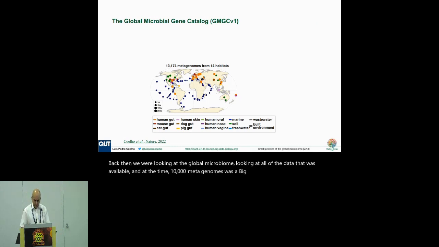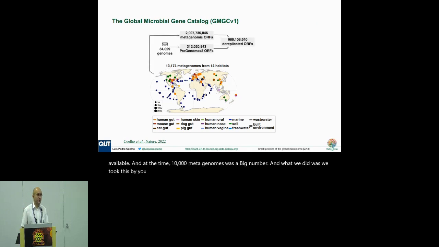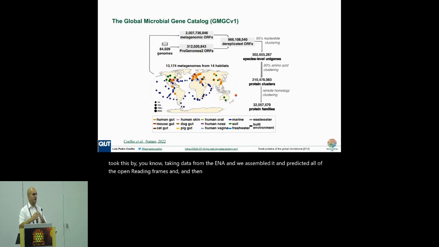And what we did was we took data from the ENA, and we assembled it and predicted all of the open reading frames, and then clustered them in these different levels, starting with this species level unigenes and then broader protein families.